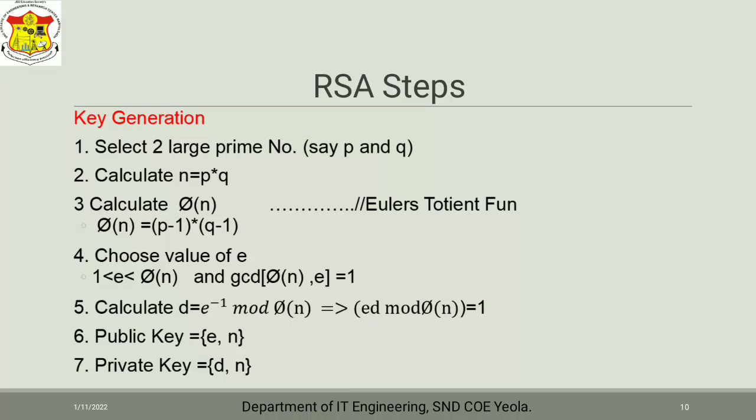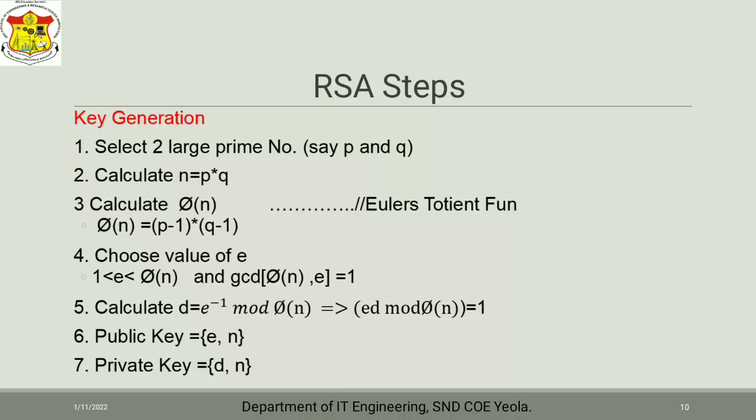So in this program you have the ciphertext and plaintext. To get the ciphertext we have the formula c is equal to m raised to e mod n, and to get back the plaintext we have the formula m is equal to c raised to d mod n. So how does this actually work? Here are the steps for key generation.